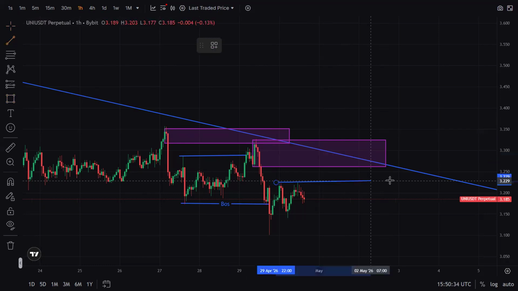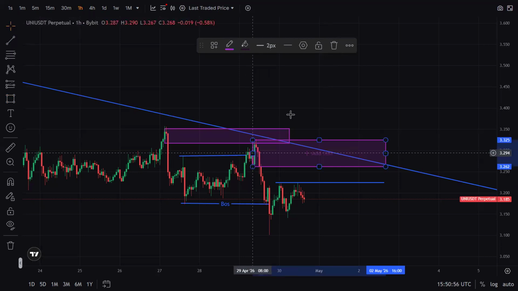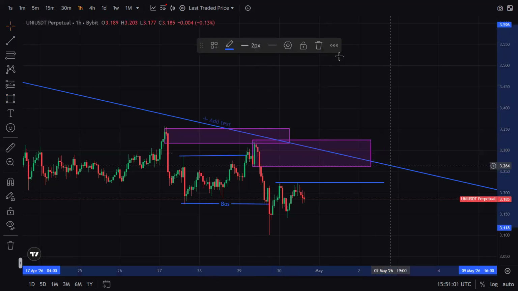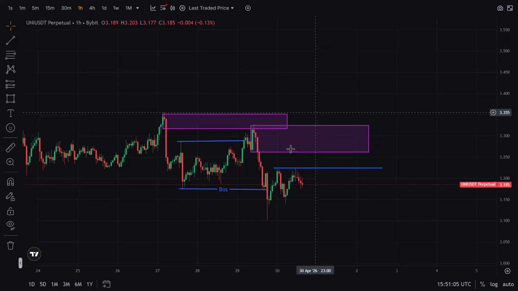We already have an inducement here. You can see how price is inducing, trying to create equal highs as inducement to allow people to trade down. So I'm looking at this area now for UNI USDT to take a possible short entry from here. To take a possible short entry from this zone. Yes, that's what I'm going to do. Take a possible short entry from here.